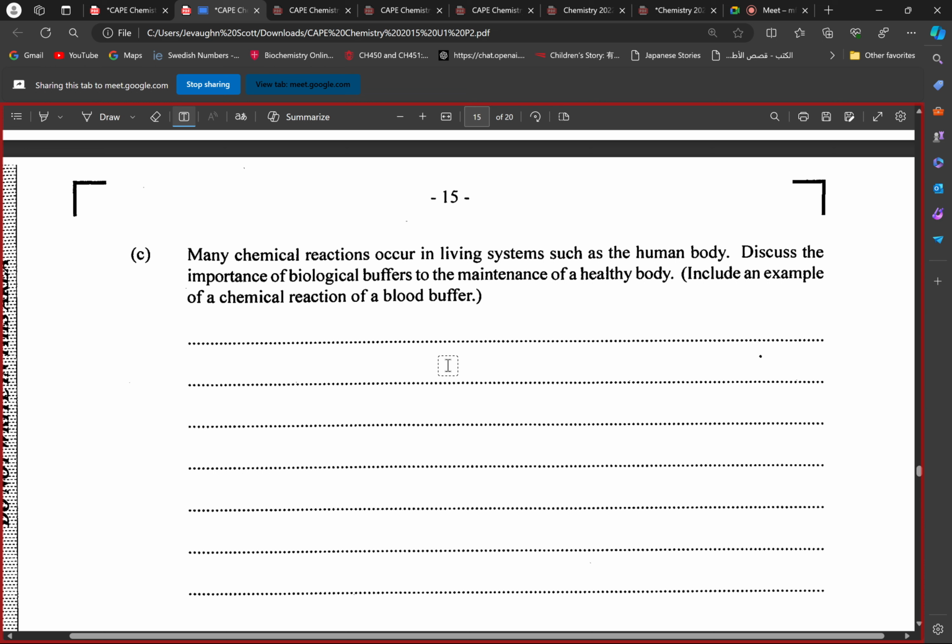So the biological buffers ensure that the body's pH and conditions are kept neutral, so they don't become too basic or too acidic. Red flag. You said the body's pH is what? Neutral? That's not true. Slightly alkaline. Alright. Sorry, no, it's not a problem. I'm just trying to take note of all the fallacies.